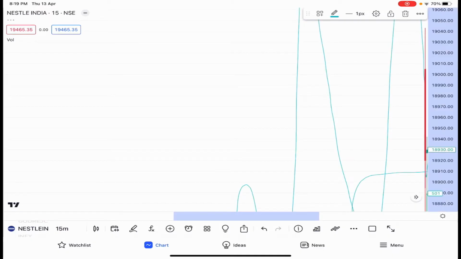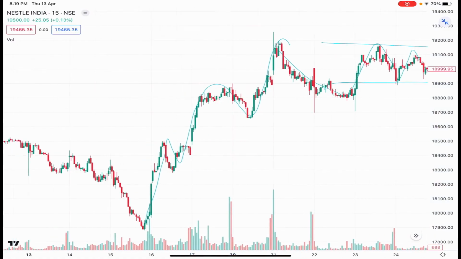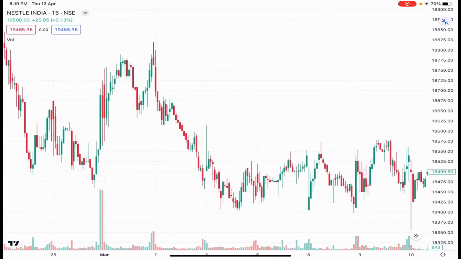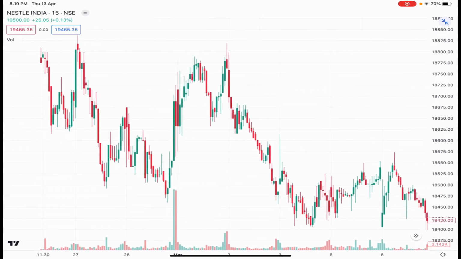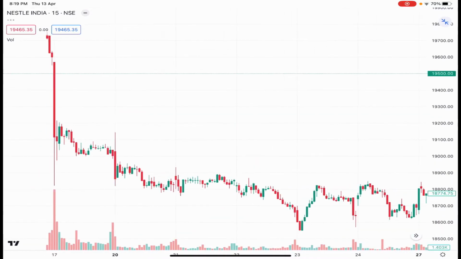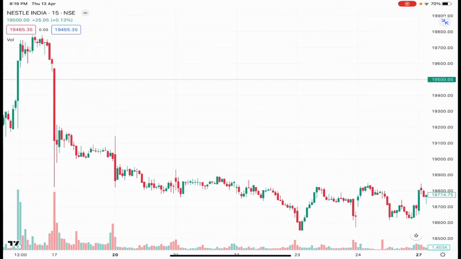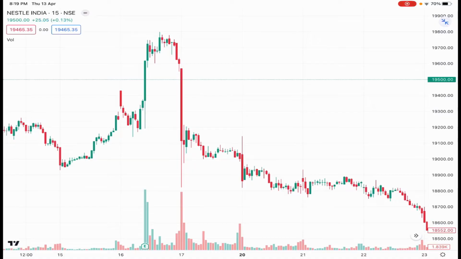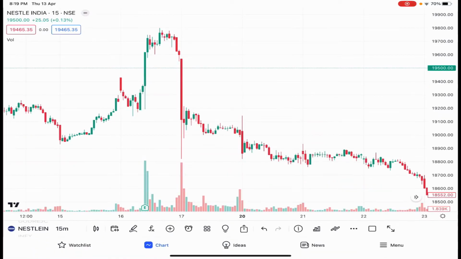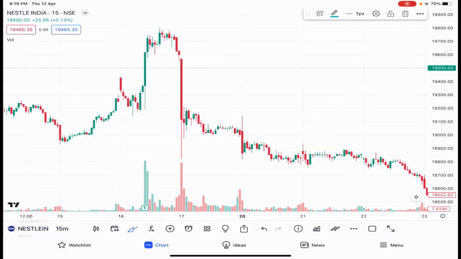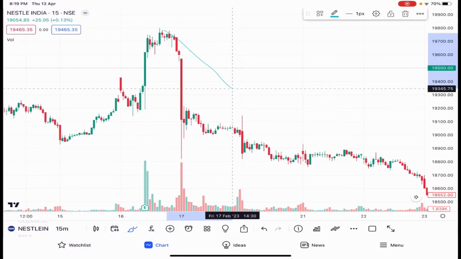Again we are seeing Nestle only. Okay. Look at the chart here. Wait, let me take a better example. Let us look at this. What is this? Try to observe this.